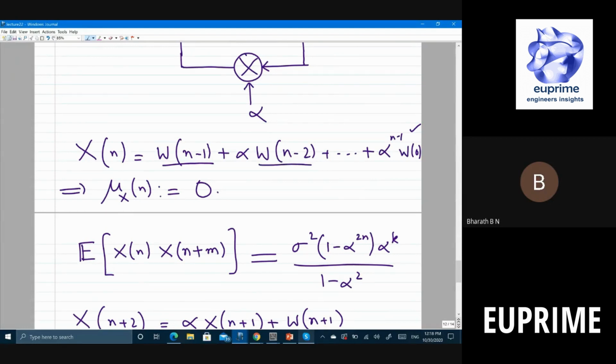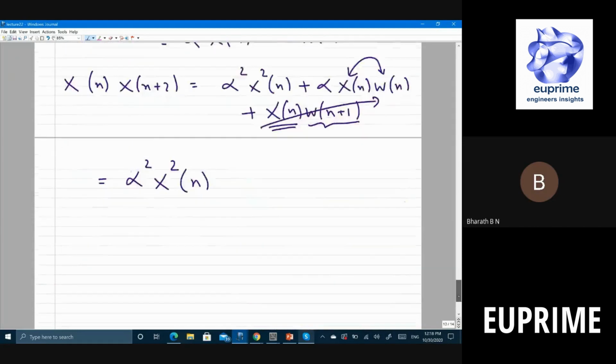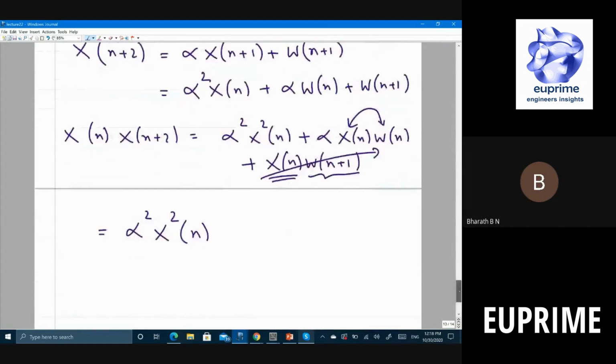Expected value will be sigma squared times 1 plus alpha plus and so on, alpha n minus 1. It's a geometric series. The cross terms will anyway be 0. So you have a geometric term here, right? That's why you get 1 minus alpha power 2n by 1 minus alpha squared. There is an alpha power k because, oh, okay.